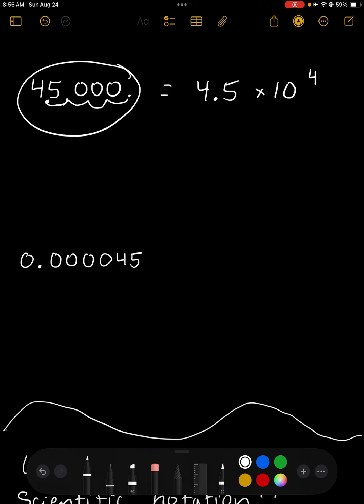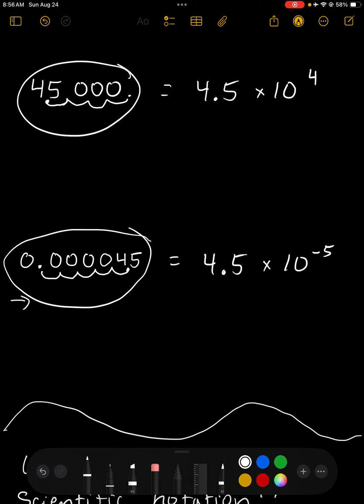All right? For this second number, 0.000045, I'm again going to shoot for a number that is somewhere between 1 and 9.9. So in this case, I'm going to move my decimal point to the right. I'm going to move it 1, 2, 3, 4, 5 spaces to the right. So I again end up with the number 4.5, but this time my exponent value is -5 because I've moved that decimal point 5 spaces, and this is a very small number. So my exponent value should be negative.